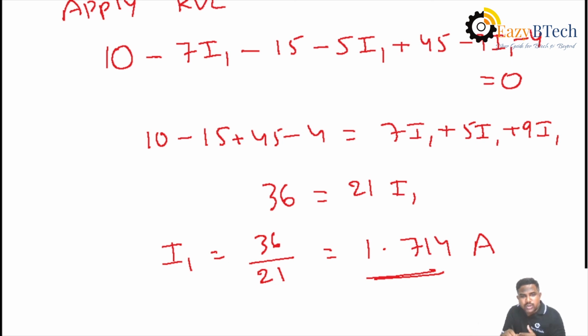Like that, you can apply the source transformation technique in the given network. Then you can reduce the circuit into a single loop equation. Then apply KVL or KCL according to the problem. Then you can find out the required response.